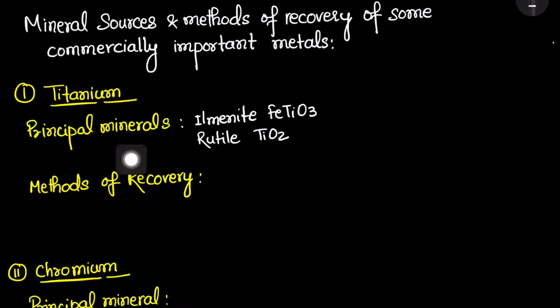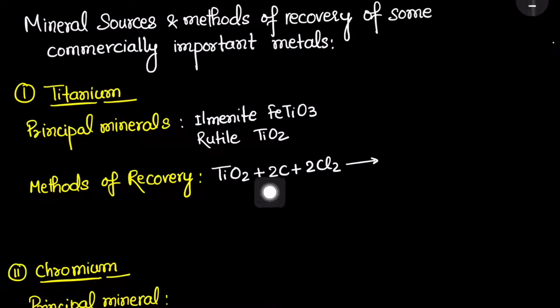And how to recover titanium metal out of that? So we have rutile ore. First, it is reduced by using carbon and chlorine gas. So carbon will reduce this titanium oxide to titanium, then titanium reacts with chlorine to form titanium tetrachloride, that is TiCl4. Carbon will react with oxygen to form CO. This is the balanced reaction.